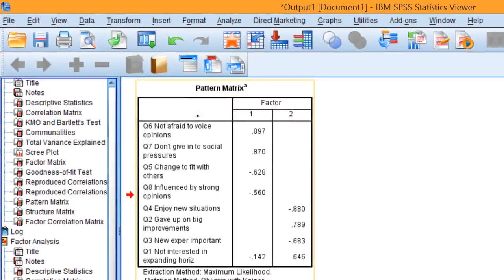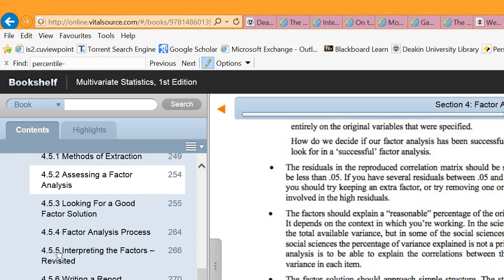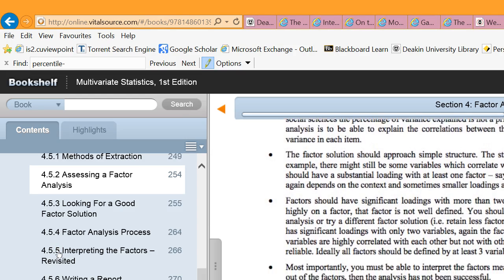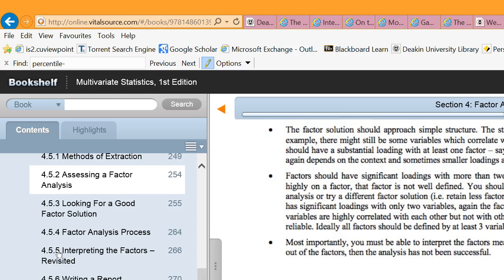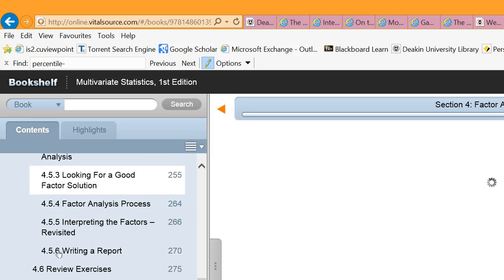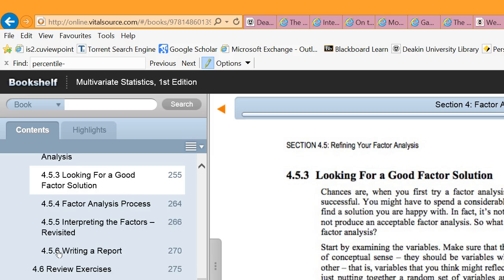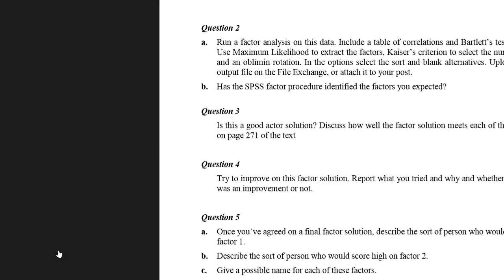I clicked onto the wrong thing. And if we go down again, factors should have significant loadings with more than 2 variables. So we've got 4 items on each factor, so that's fine. Most importantly, you must be able to interpret the factors meaningfully, which we can do because the 4 items on one represent an autonomy factor, and the other represents a personal development factor. So far so good. Our analysis is looking good, except for the residuals, which we want to fix.